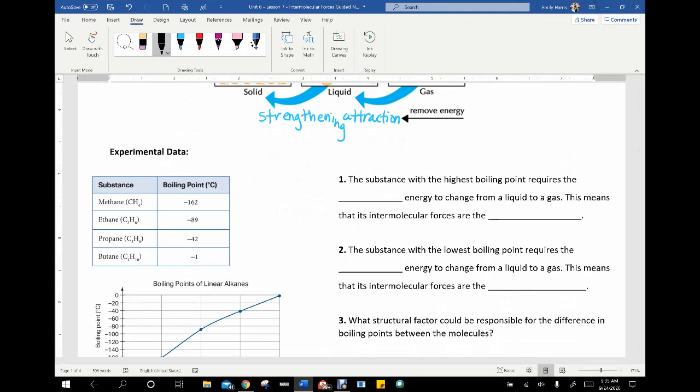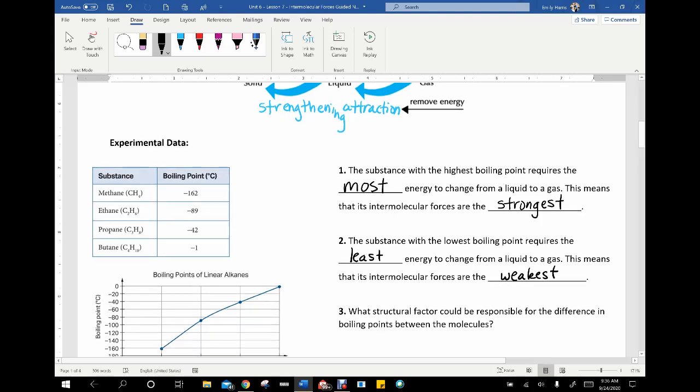All right, so what we found via the simulation is that the substance with the highest boiling point requires the most energy to change from a liquid to a gas. This means that its intermolecular forces are the strongest. Now on the flip side, the substance with the lowest boiling point requires the least amount of energy to change from a liquid to a gas. This means that its intermolecular forces are the weakest. All right, and that makes sense based on what we saw in the simulation.